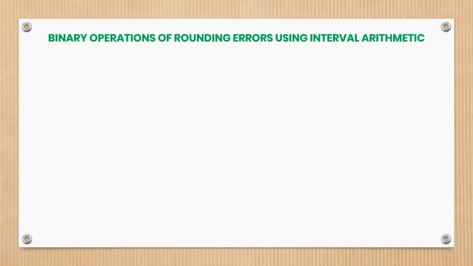Now, we're going to look at 2 different ways of working with error numbers. We're going to have what is called interval arithmetic, which is binary operations of rounding errors using interval arithmetic. But there's also another section that we shall look at in the second video called error propagation. Both of these methods can be interchanged depending on the context of the question. But we're going to begin with interval arithmetic.